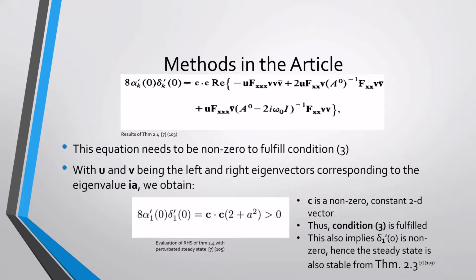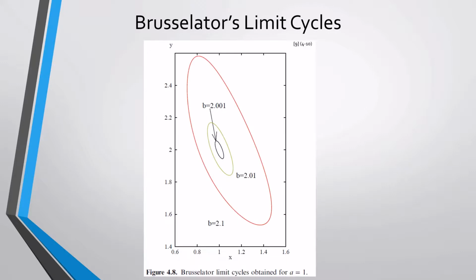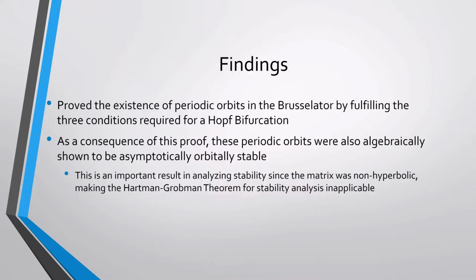Fixing both variables and analyzing them separately would only yield results with the axes switched, but still giving the same results. To illustrate the findings proven by the methods in this article, this is a figure that shows just the limit cycles of the Brusselator, when A is equal to 1 and B gets closer and closer to 2 from above. The findings in this article were not surprising as it came directly from its objectives.